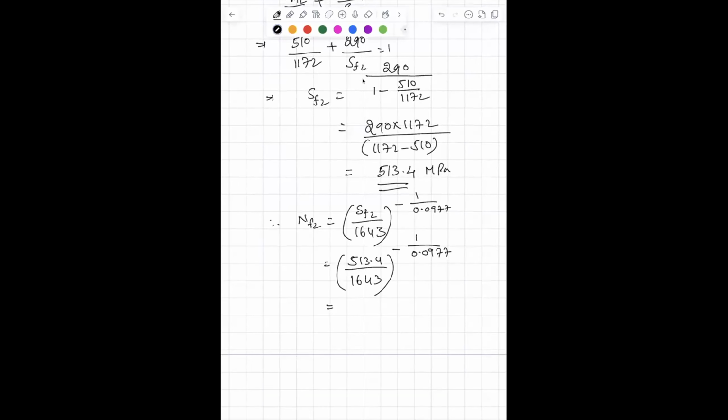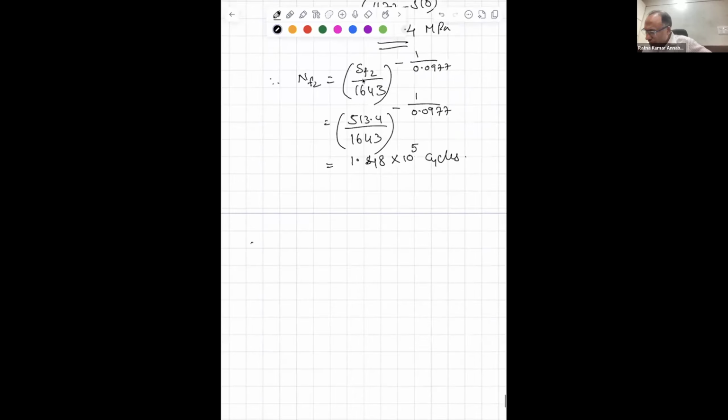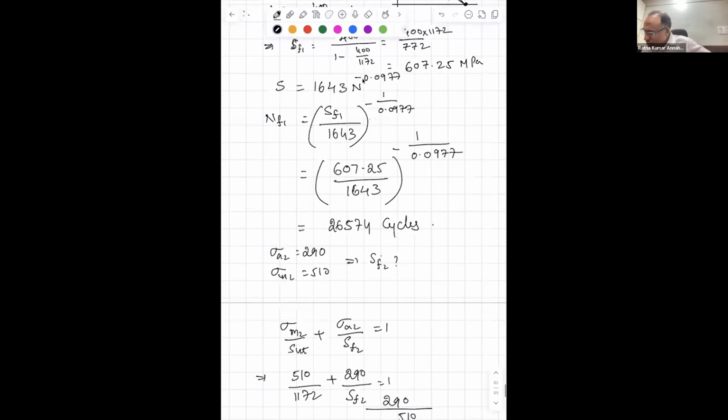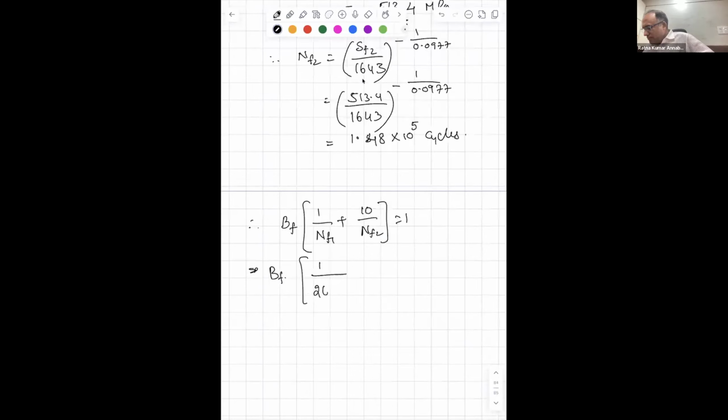1.48 into 10 power 5 cycles. So now the formula that we have is number of repetitions times 1 by NF1 plus 10 by NF2 is equal to 1, right? That implies number of repetitions we need to find out. 1 by NF1 is what? 26,574 plus 10 by 1.48 into 10 power 5 is equal to 1.